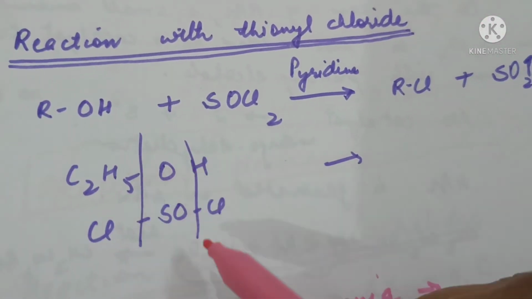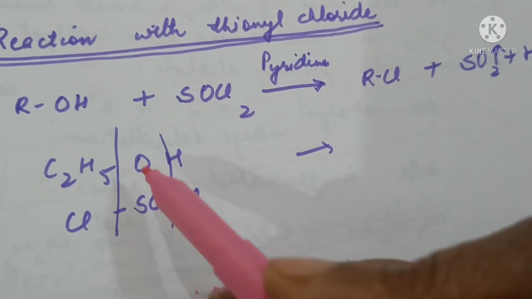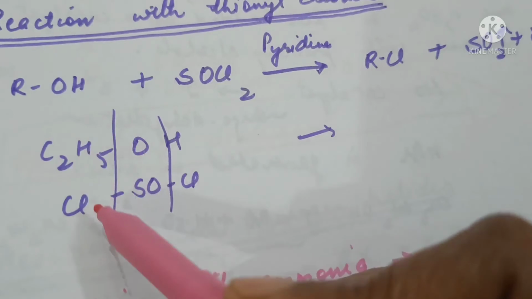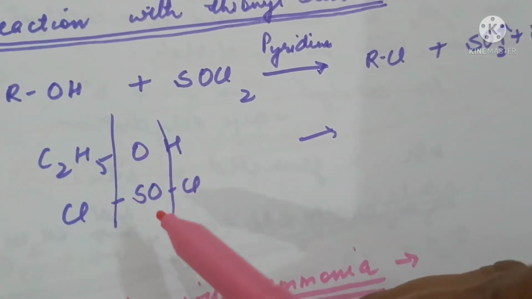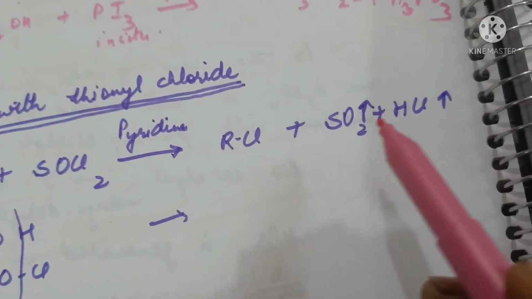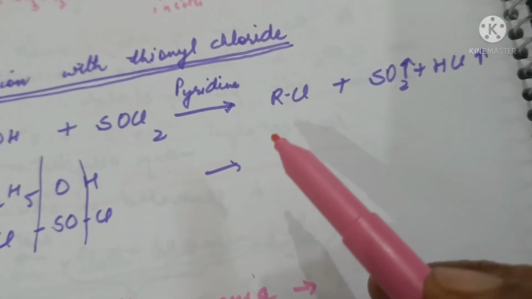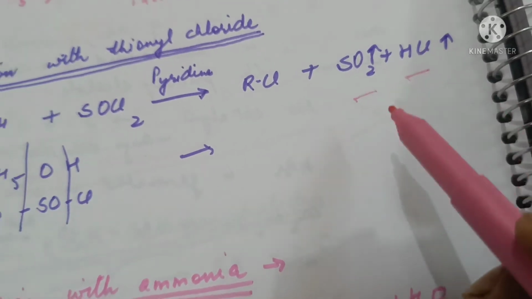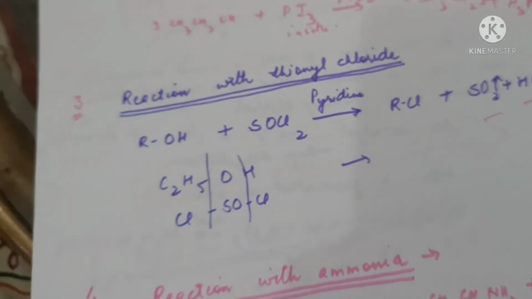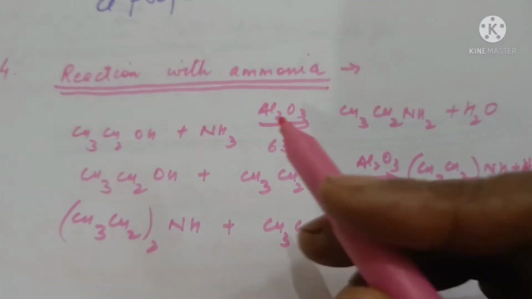Again, just like PCl5, dissociation occurs. We'll write SOCl2 in this manner, SO in front of O, Cl in front of ethyl, and Cl in front of H. So ethyl chloride and SO2 and HCl are formed. This reaction is preferred because apart from chloroalkane, the other products are gaseous in nature and are removed, and pure haloalkane can be formed.